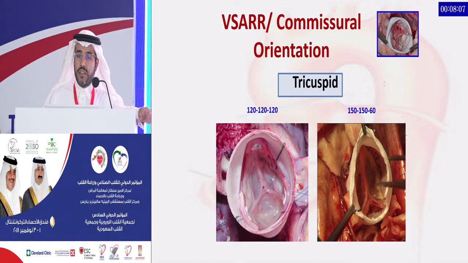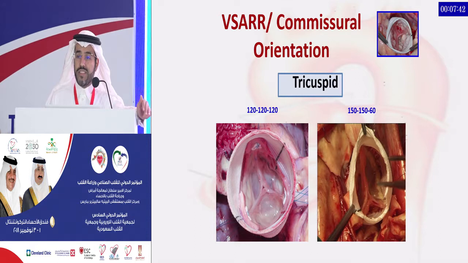And then try to simulate the same thing in your new graft. This is a starting point, not the final decision. So if you notice that the patient has a 120 distribution, then once you fix the commissures inside the graft, put them in the same orientation. And then look at the level of the tips of the leaflets. If all three leaflets meet at the same level, then you stop and you fix the commissures.